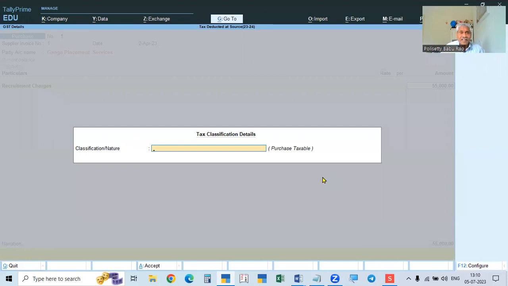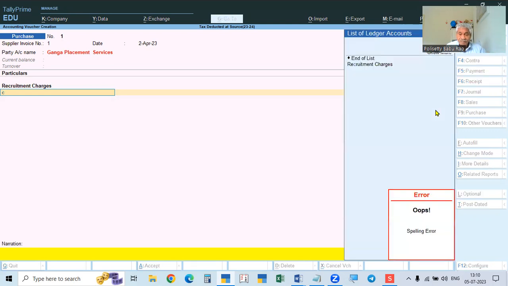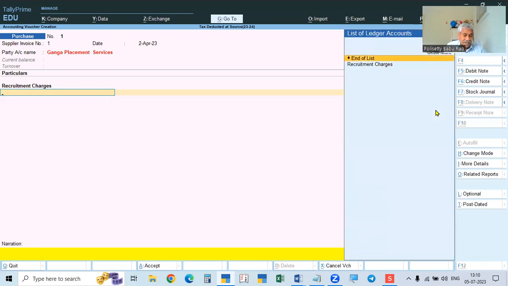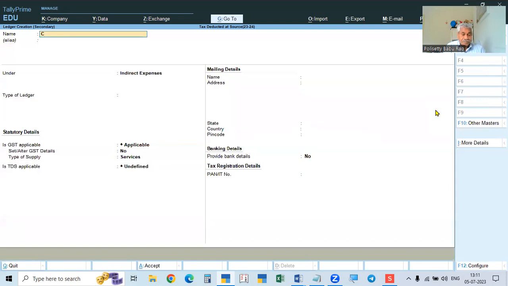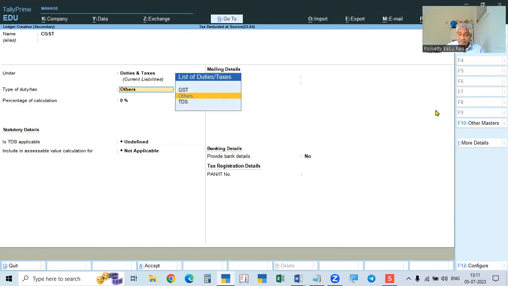It will be taken automatically. After that, in the case of goods, after giving everything, the total will come here. After the total, you add the tax. In the case of service, after completing services, we can give it immediately. So CGST, here it is not there, so we have to create CGST.